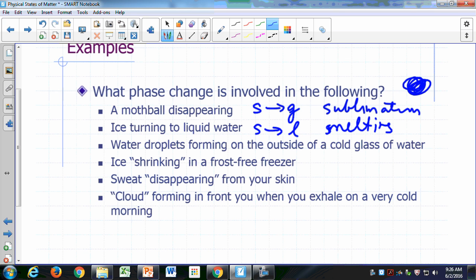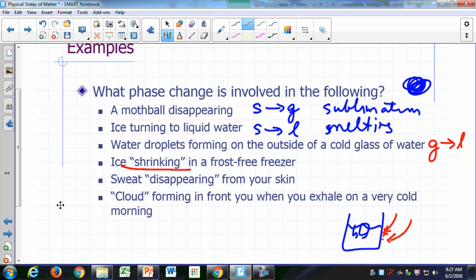Water droplets forming on the outside of a cold glass. So you have a cold glass of ice water. Over time, you'll see water droplets clinging to the outside. It gets moist. That's condensation. That's gas changing into a liquid. Water vapor in the air. So the water molecules in the air will get attracted to that cold surface, and they all get together there. They form a liquid.